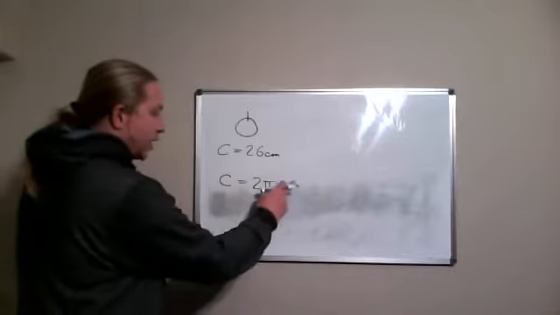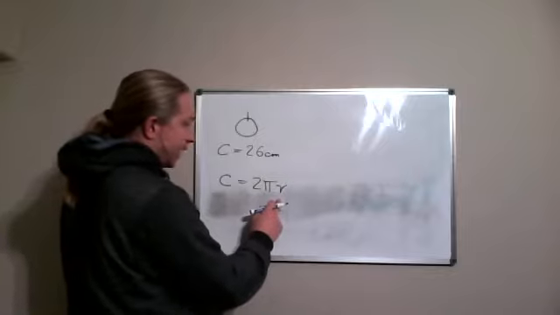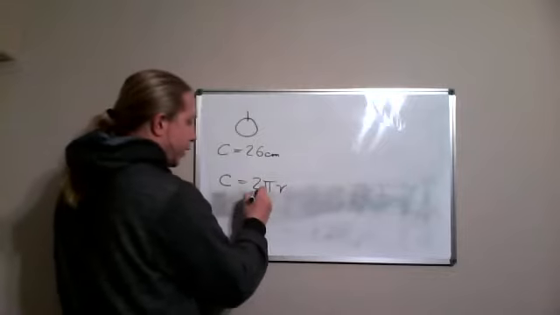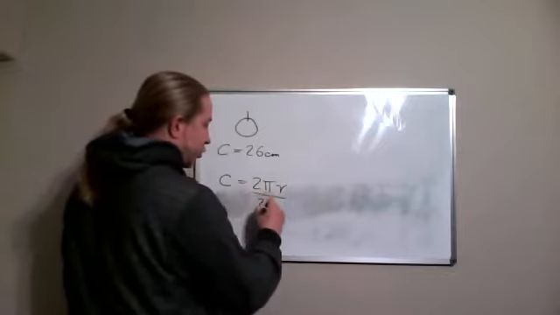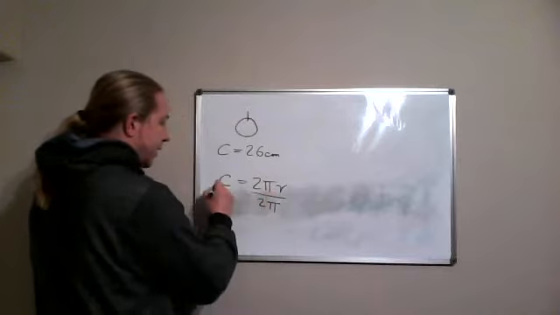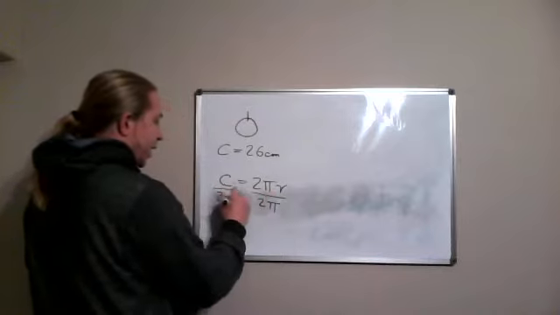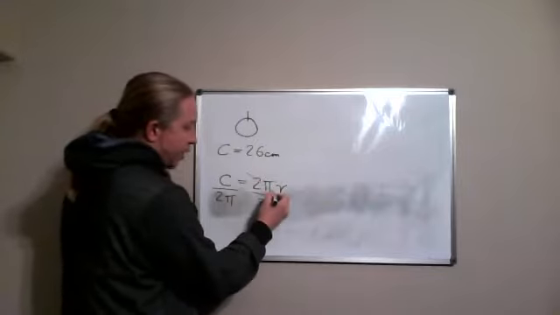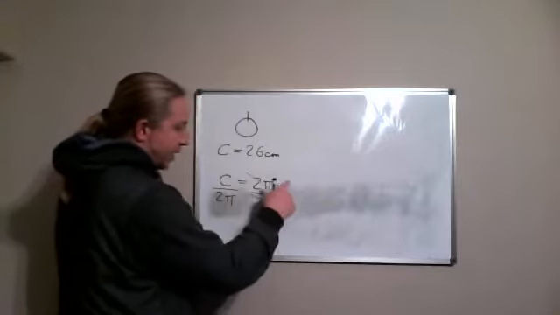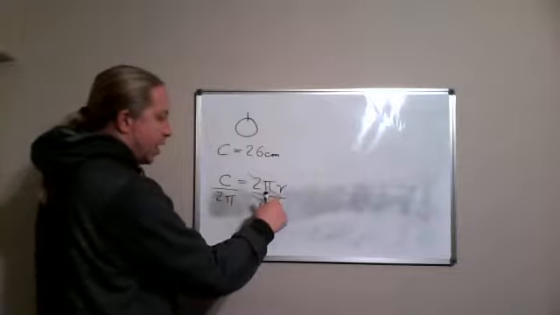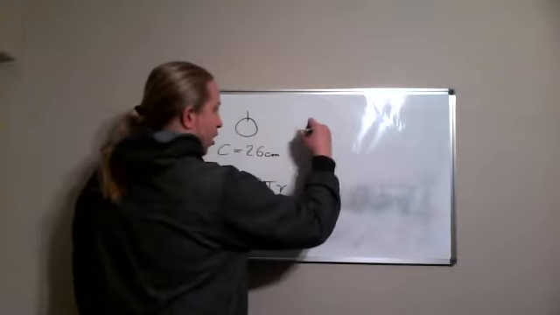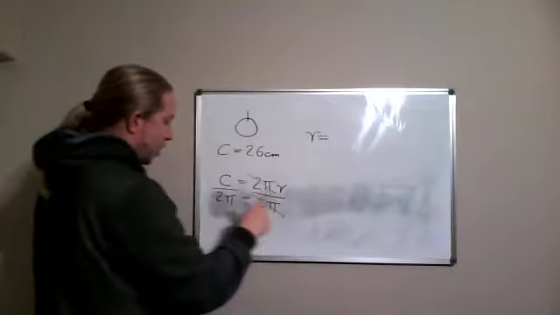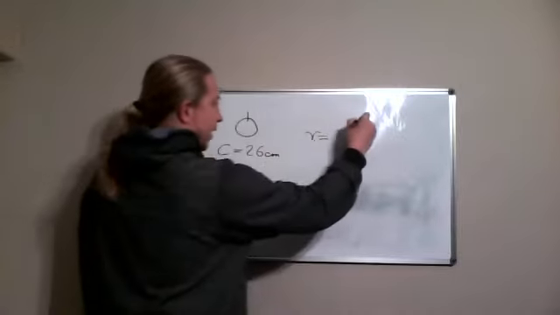So basically, we need to isolate our r by itself. So what we do is we divide both sides by 2 pi. Divide there and divide there by 2 pi like that. Now what's going to happen is that 2 pi cancels with that 2 pi, leaving us with just an r, because that's what we want. So our r equals C over 2 pi.